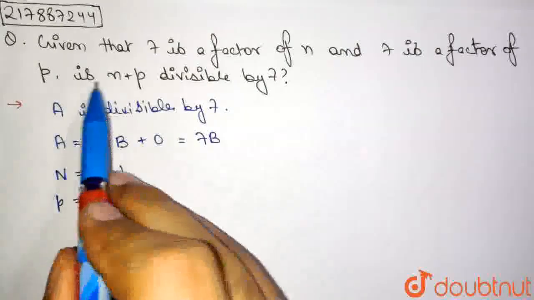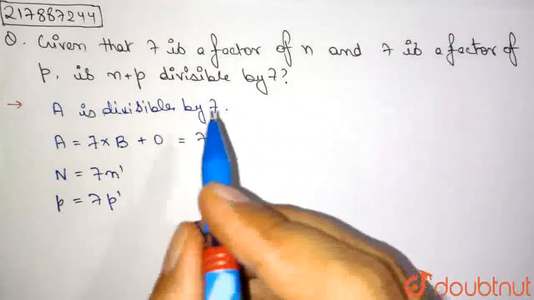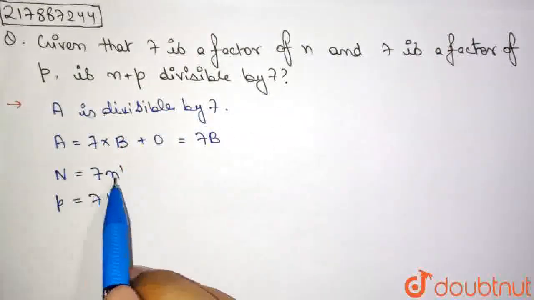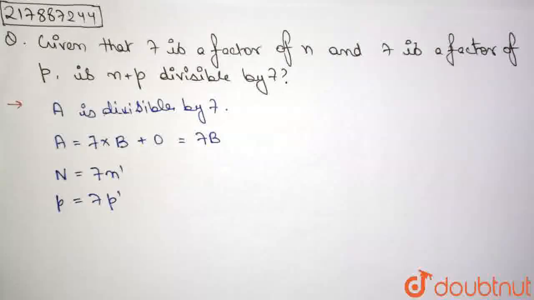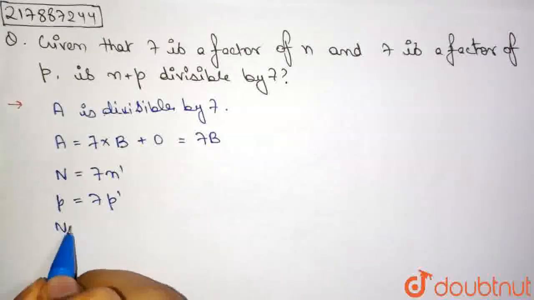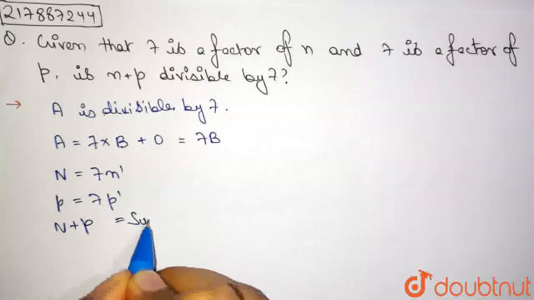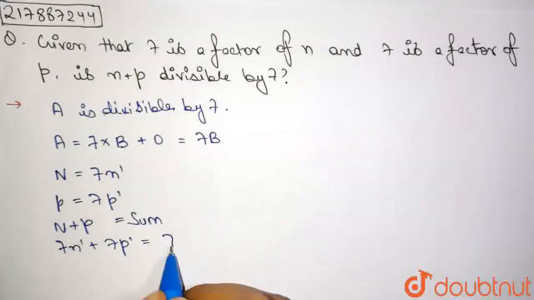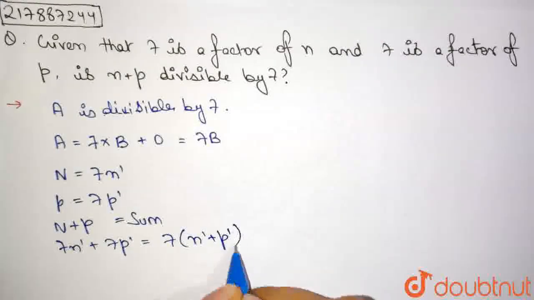Now the question states, is n plus p divisible by 7, right? Now I've written n as 7n dash, p as 7p dash. So let us take their sum. Now their sum is n plus p, that has been asked to us. And n plus p is nothing but 7n dash plus 7p dash, right? Now if I take 7 common from these, I can write that this is equal to 7 times n dash plus p dash, right?